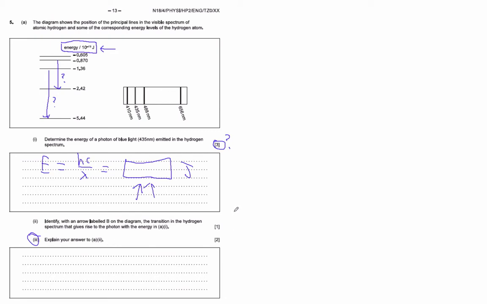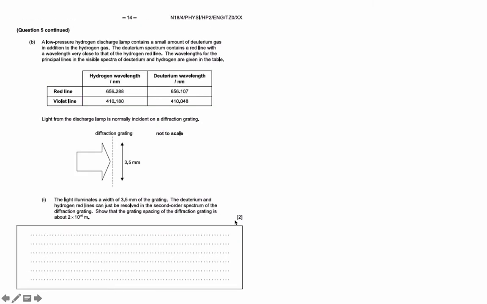Now, when I flip the page here, this is going to start to go downhill. Suddenly they change this into a diffraction grating problem, but we can deal with this. A low pressure hydrogen discharge lamp contains a small amount of deuterium gas in addition to the hydrogen gas. The deuterium spectrum contains a red line with a wavelength very close to that of a hydrogen red line. That's interesting, it's like an extra neutron. Hydrogen is just proton and electron, and deuterium would be proton, neutron with an electron. It changes the wavelength just slightly, and I don't know why, but they're telling us that it does.